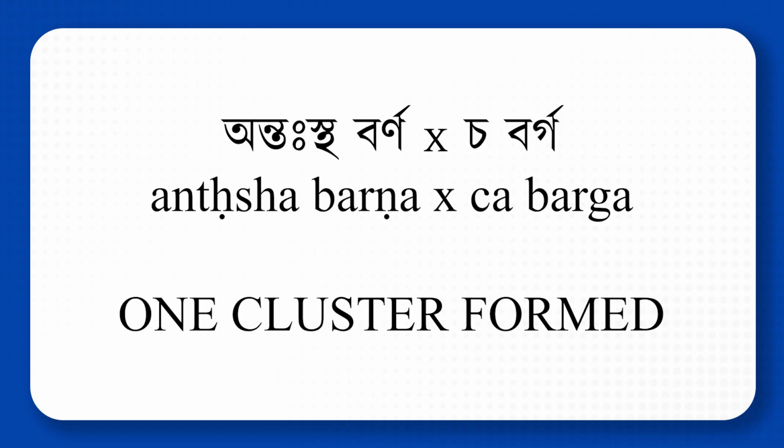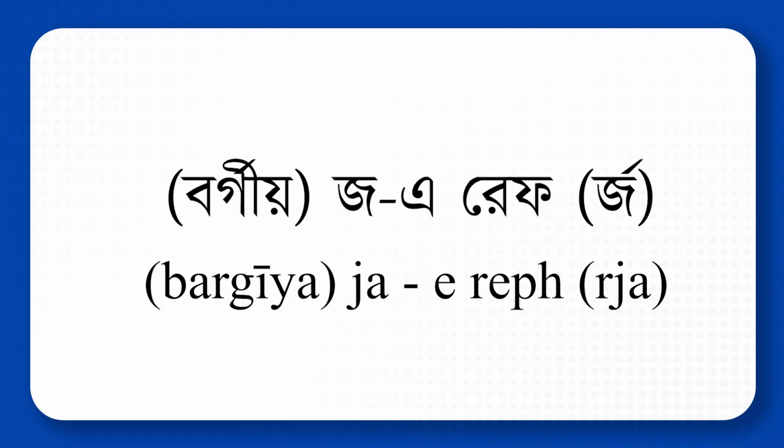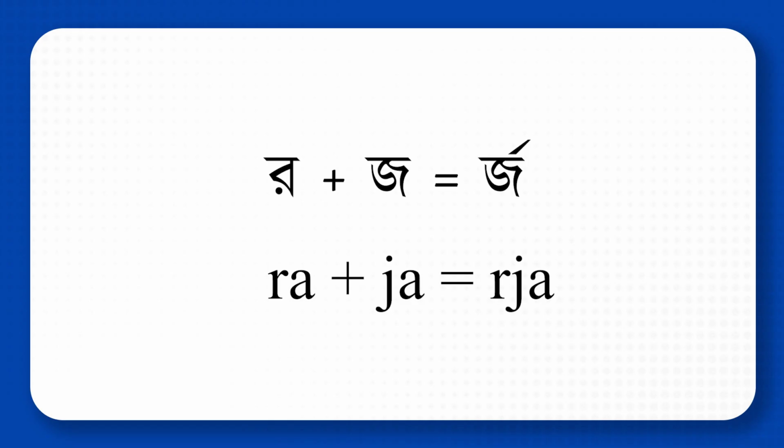When Ontostho Borno merges with Cho Borgo, we get one cluster. The cluster is Ref with Borgio Jo, where Boishuno Ro makes a conjunct with Borgio Jo.